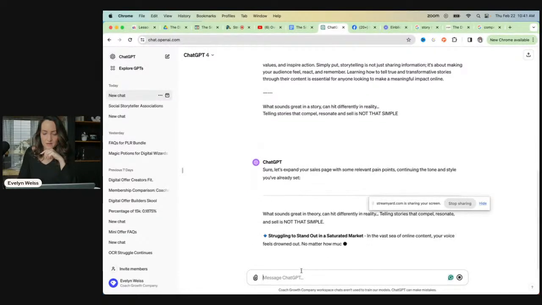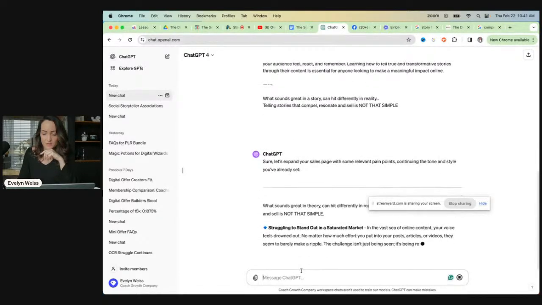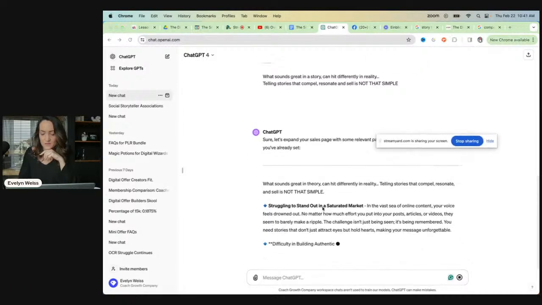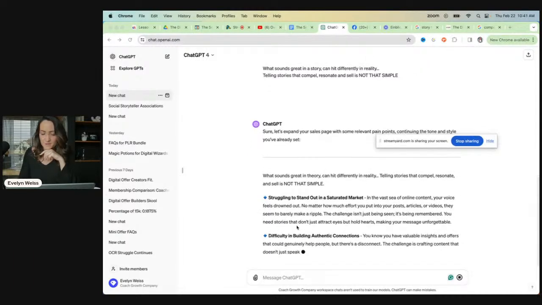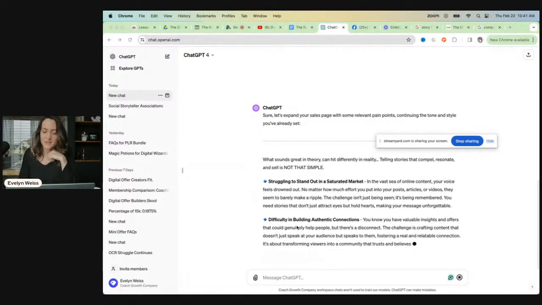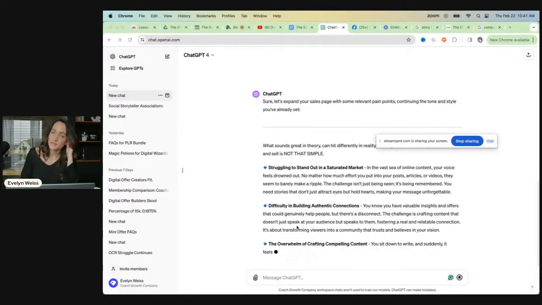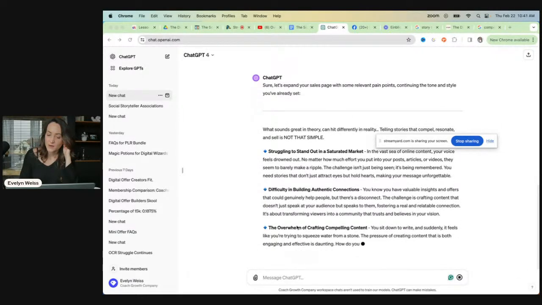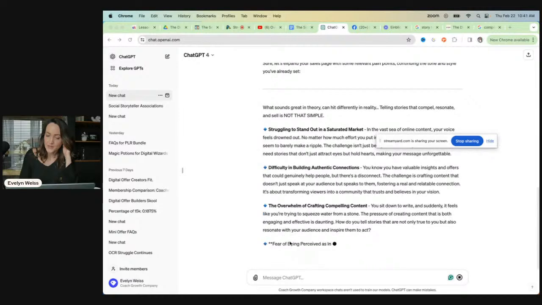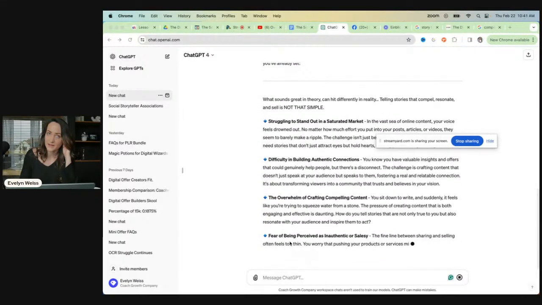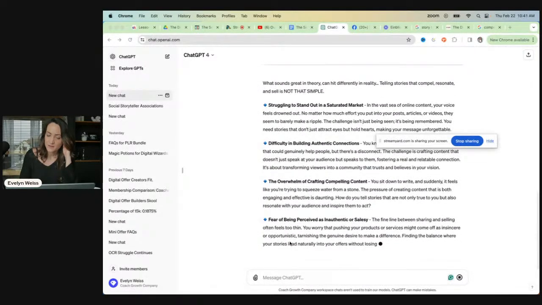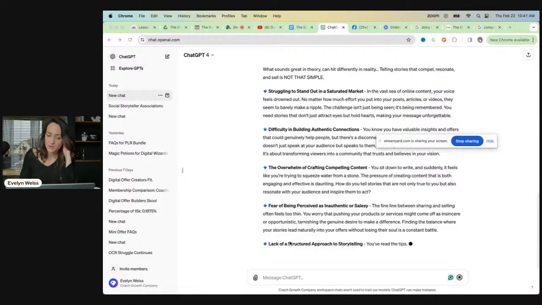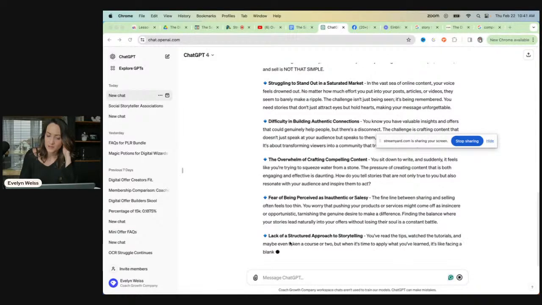Struggling to stand out in such a random, your voice feels drowned. So, no. Right? Because while that is a problem, and this is where you also need to pay attention, while this is a problem, it's not a problem relevant in the context we defined. So it needs to be really a problem relevant in the context we defined.